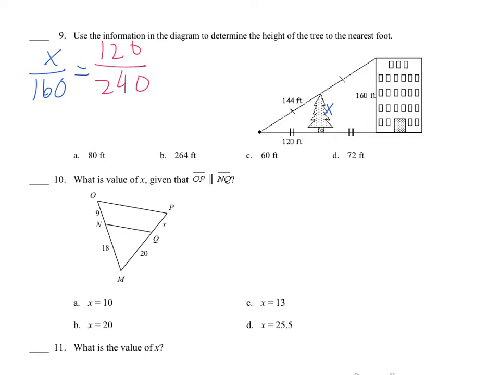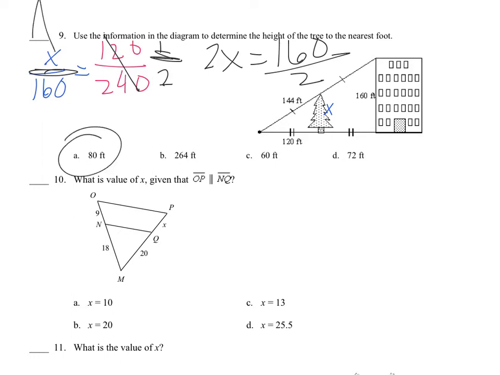And again, I want to get rid of that division. So actually before I even do that, I'm going to simplify this fraction here. So this is the same thing as 1 over 2. Why am I doing that? Just because it makes it easier for my mental math. So I want to get rid of this division. So I multiply by 2, I get 2x. I want to get rid of this division. Multiply by 1, I get 160. And then divide by 2. So 160 divided by 2 would give me 80 feet.